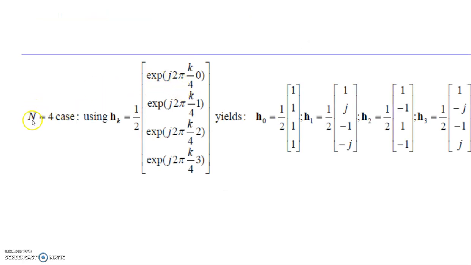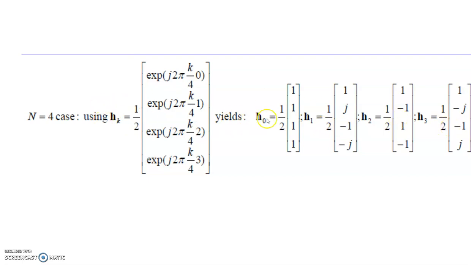So I just consider a case where n equal to 4. When n equal to 4, my M ranges from 0 to 3. So I can write down the expression for HK. HK equal to 1 by root n; here n equal to 4, so 1 by root 4 means 1 by 2, into e raised to j 2 pi k by 4 into M equal to 0, then e raised to j 2 pi k by 4 into M equal to 1, M equal to 2, etc., up to n minus 1, that is up to 3. Then I have to solve for this. Here k also varies from 0 to 3, 0 to n minus 1.